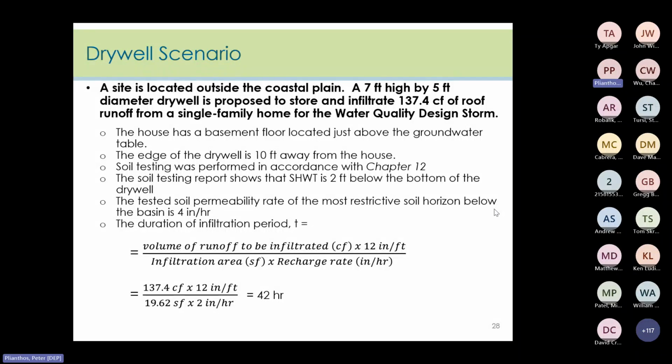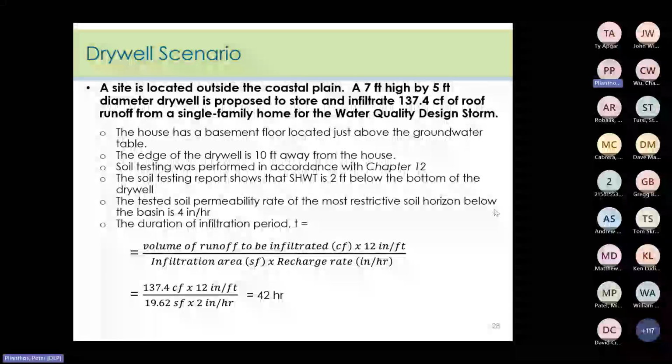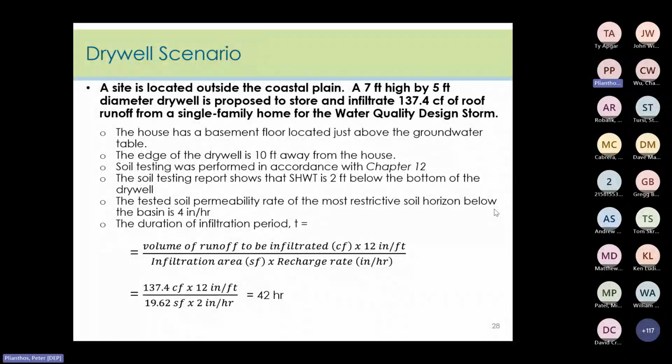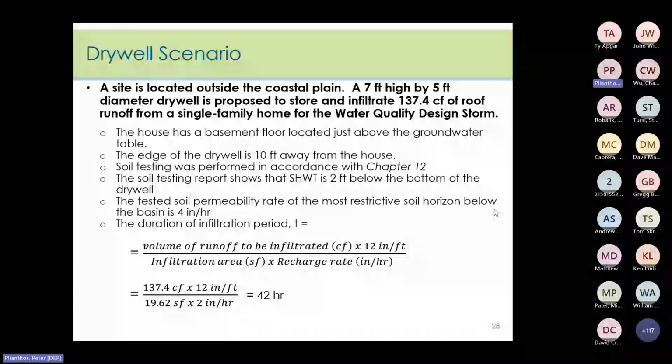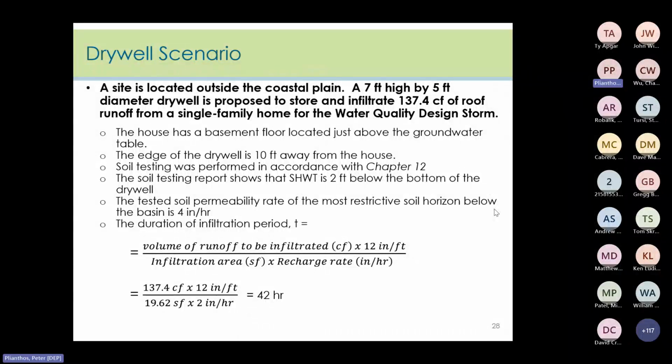The house has a basement floor located just above the groundwater table. The edge of the drywall is 10 feet away from the house. Soil testing was performed in accordance with Chapter 12. The soil testing report shows that the seasonal high water table is 2 feet below the bottom of the drywall. The tested soil permeability rate of the most restrictive soil horizon below the basin is 4 inches per hour.